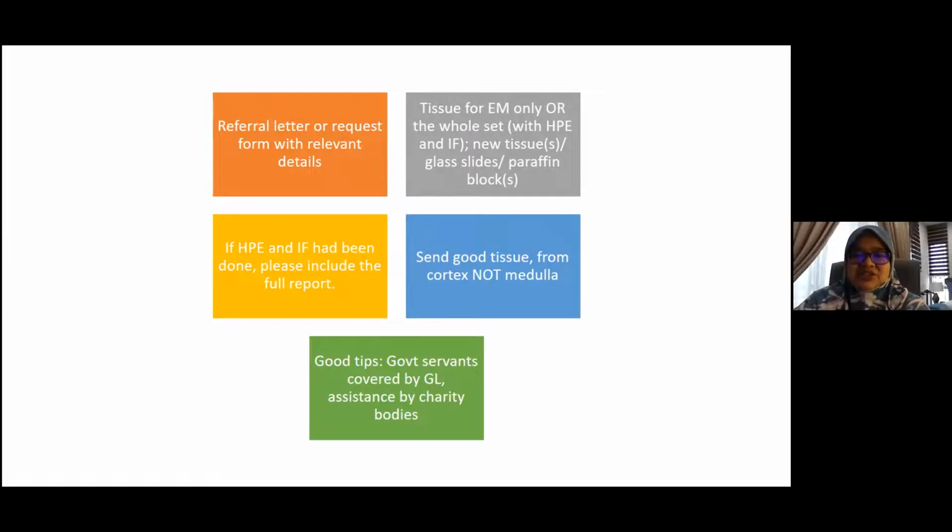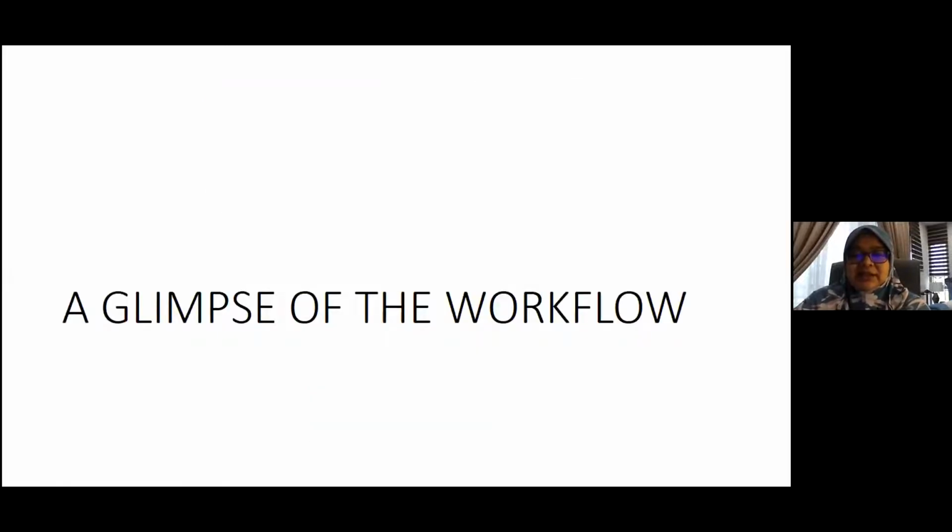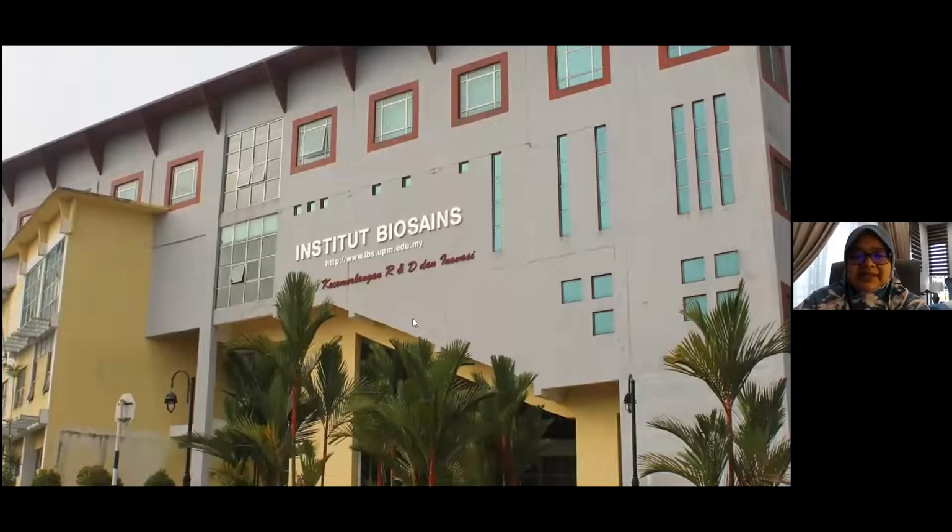Just some tips because of the cost of electron microscopy. For government servants, it is under GL, so they can claim later. Many centers now have also identified charity bodies to assist them financially. So this is the Institute Bioscience, where we process all our EM samples.